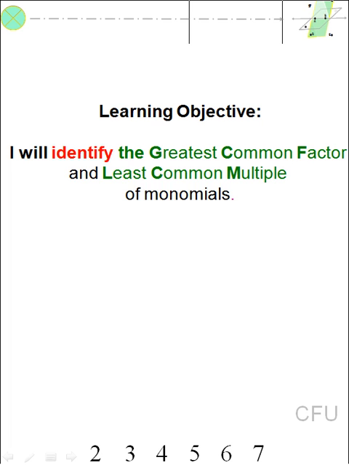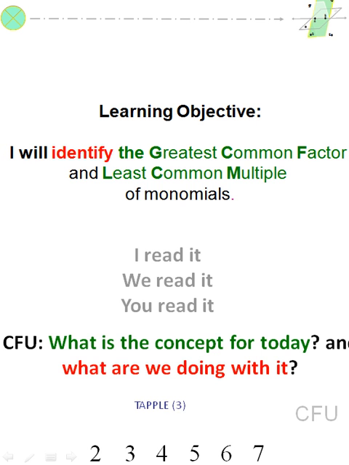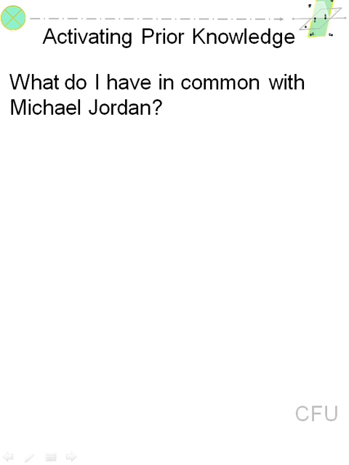So the concepts we're going to be looking at are greatest common factor and least common multiple. Greatest common factor, least common multiple. So here we go. First of all, just a quick intro so that we can get started with the list. You don't have to copy this, just pay attention.